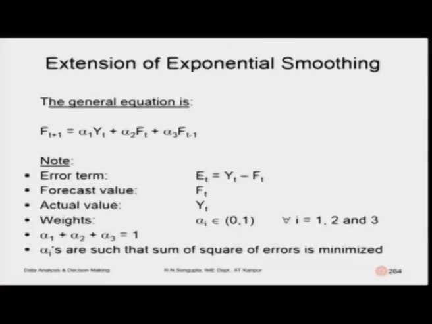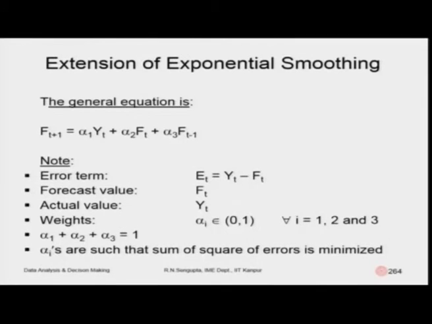Now, consider alpha 1 as the weight. We are putting alpha 1 weight on the actual value for time period t, and we are also putting alpha 2 and alpha 3 weights on the forecasted values for the t-th and the (t minus 1)-th time periods. That means we are quite certain that the forecasted values have a huge amount of significance for forecasting further on in time.